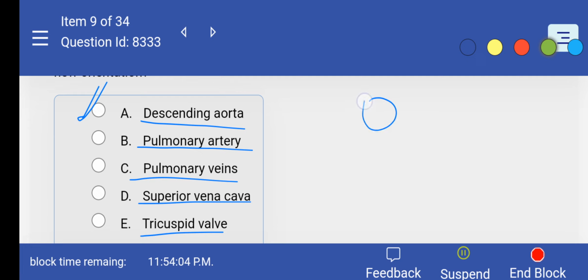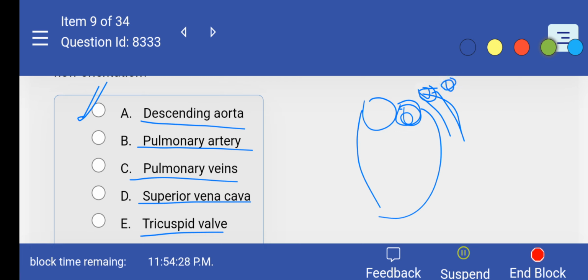Why? Let me draw this for you guys. For example, this is the heart. Let's say this is the left atrium over here. The drawing is made, but it's okay, you're good guys, you can learn from this. Here would be the esophagus, and posterior to that we have the descending aorta. So the correct answer for this question is descending aorta.